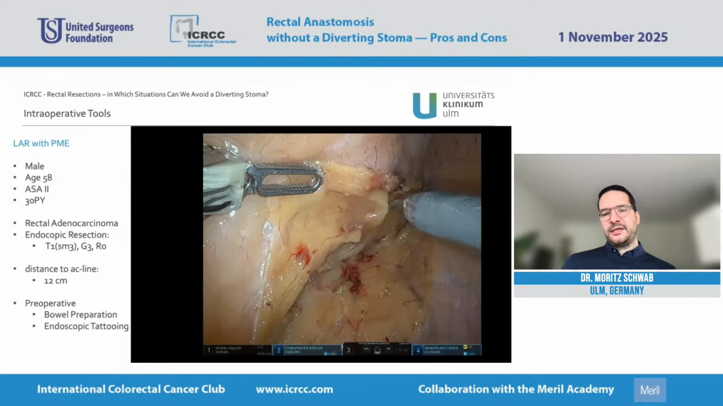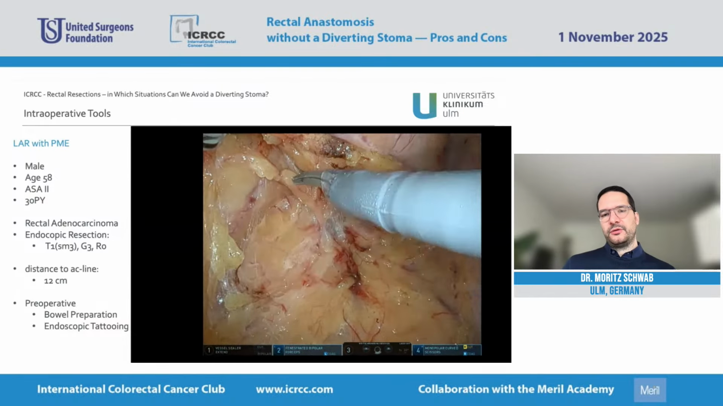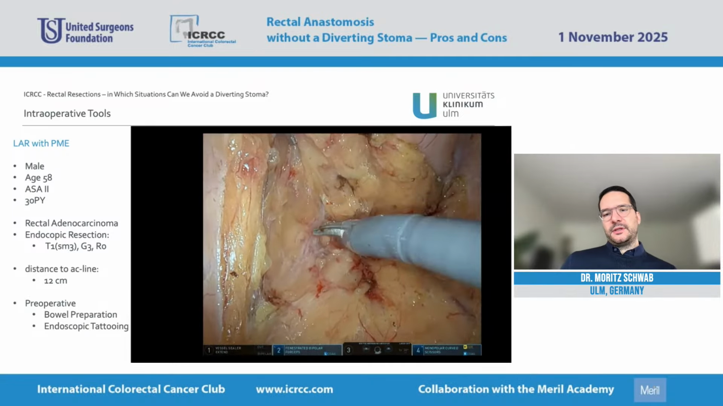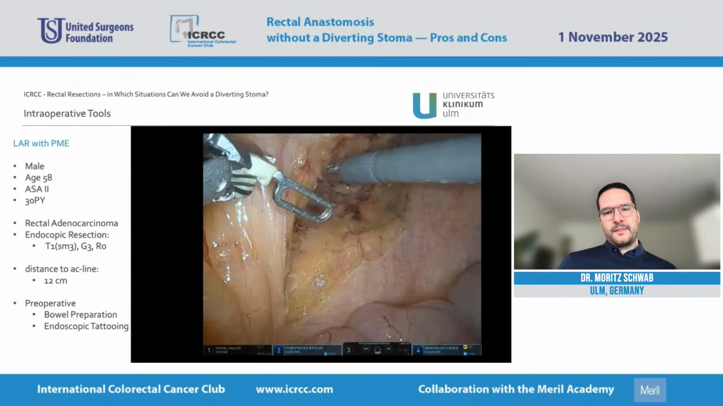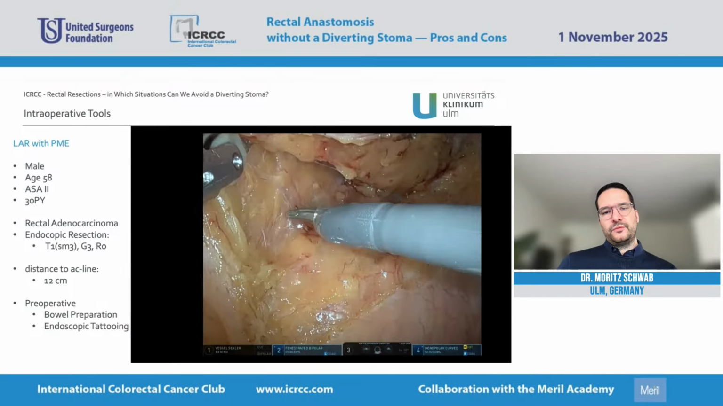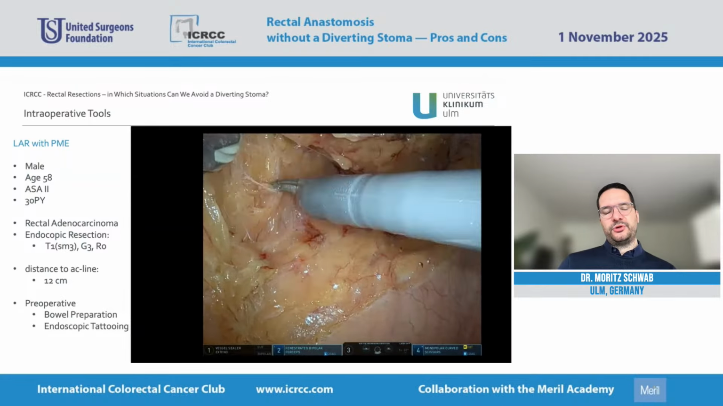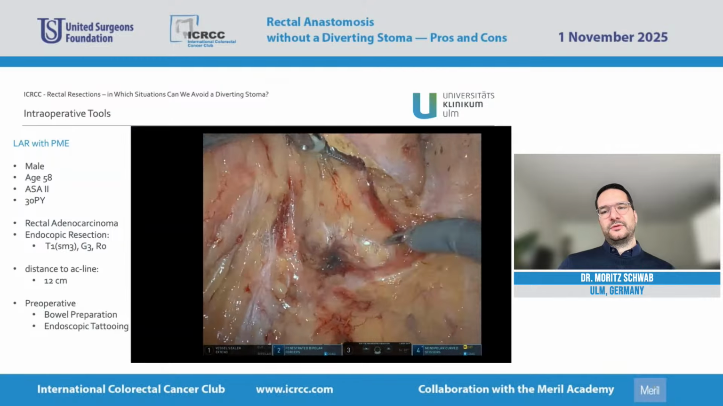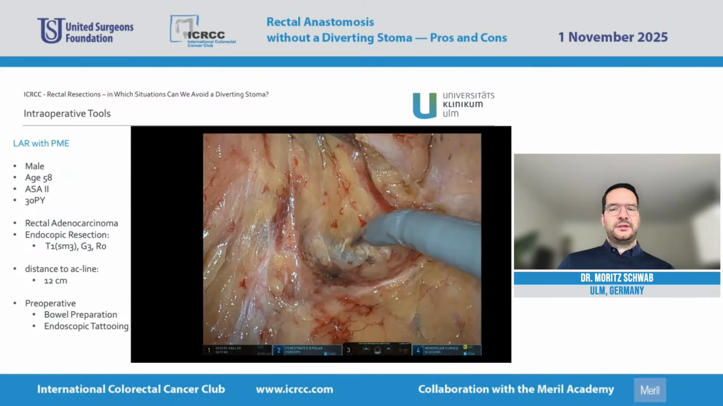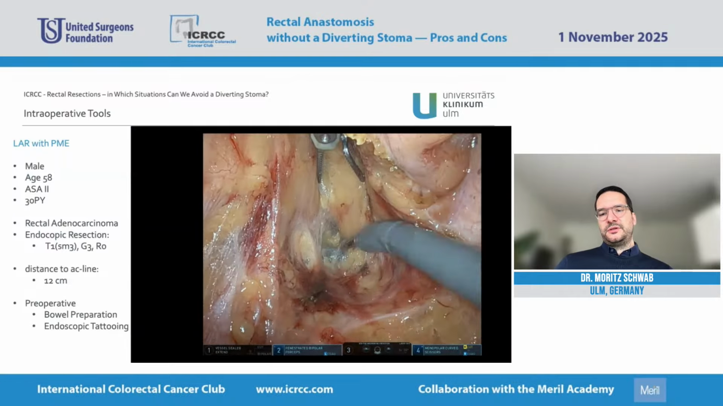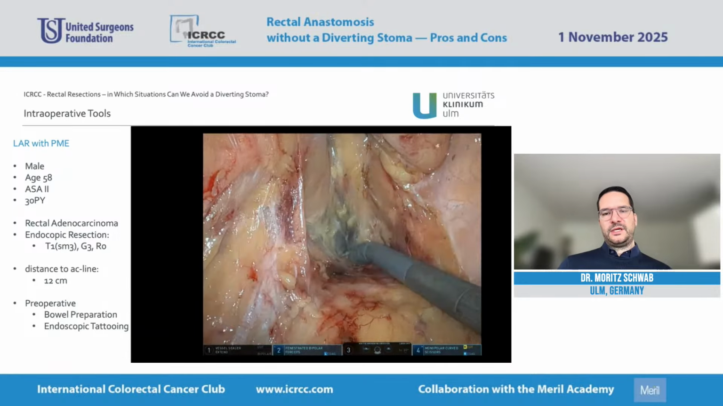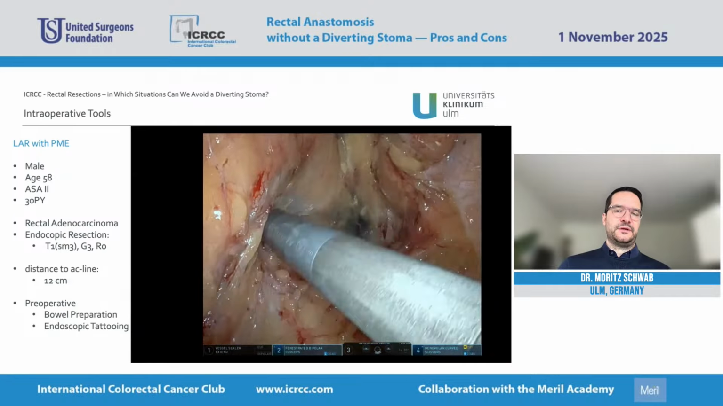This is our standard minimally invasive approach with our Da Vinci Xi robot. We normally do a medial to lateral approach to have a better preservation of the nerves. In a second, you can see the tattooed tumor at the dorsal end of the rectum.